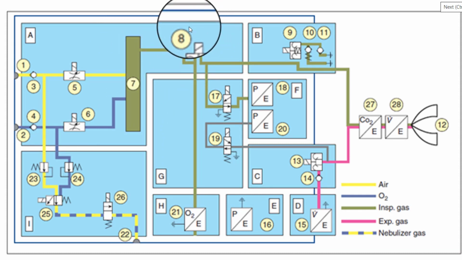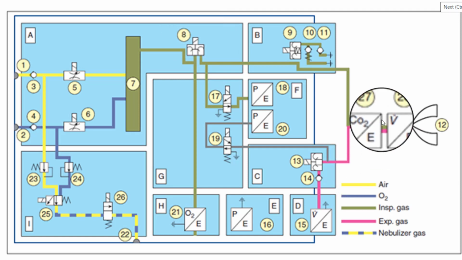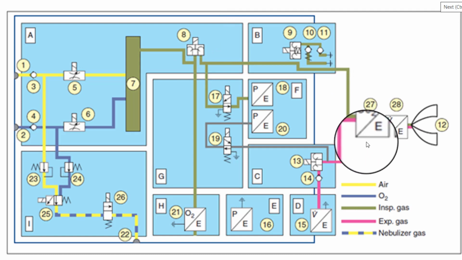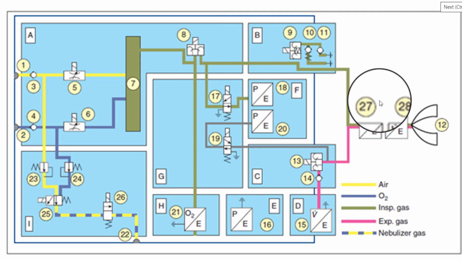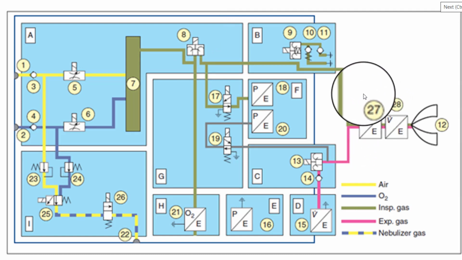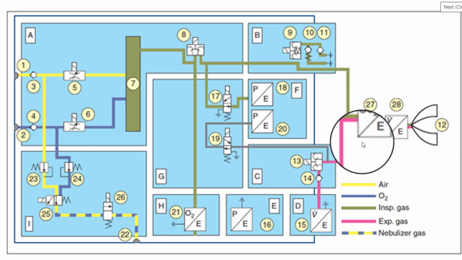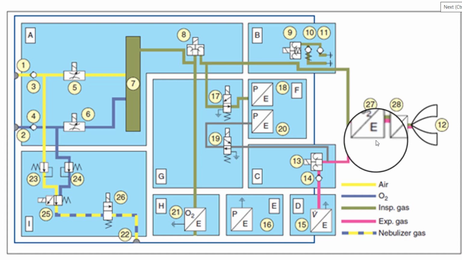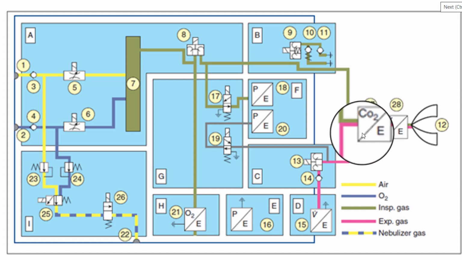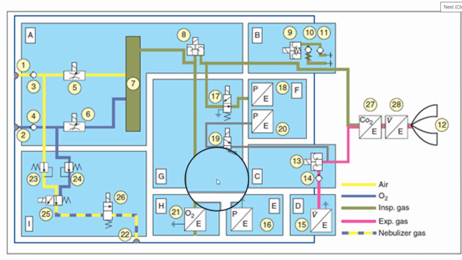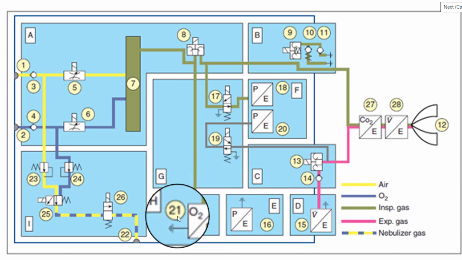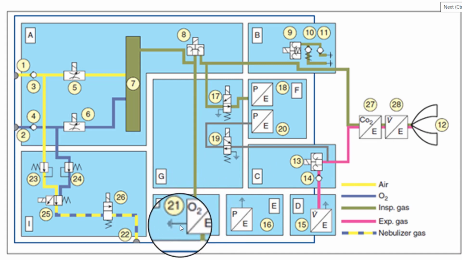Now, the mixer has to mix the right amount of oxygen with air, and that's why we have gas sensors, which sound an alarm whenever the level of carbon dioxide or oxygen goes above the level that is required for normal breathing. Here you have the CO2 gas sensor, and here you have the oxygen sensor.